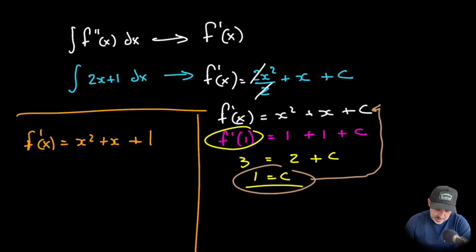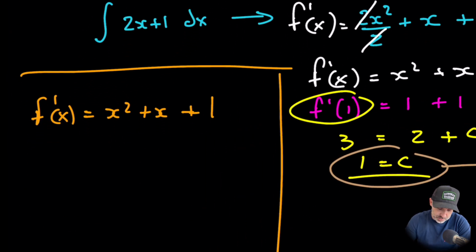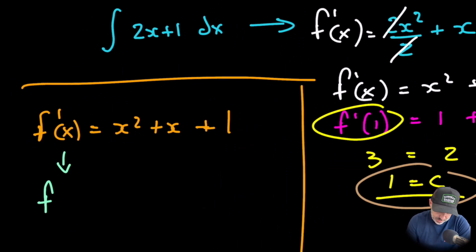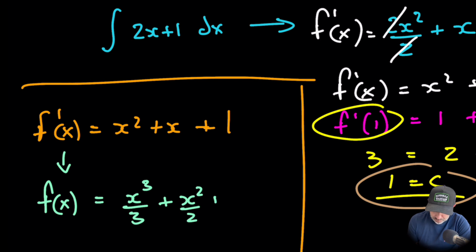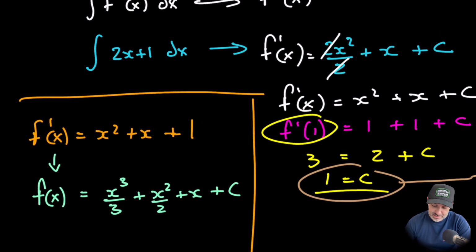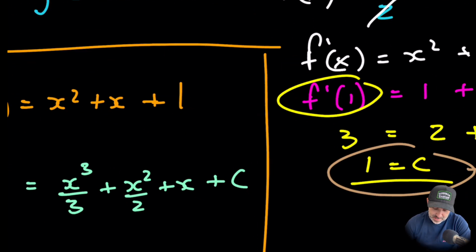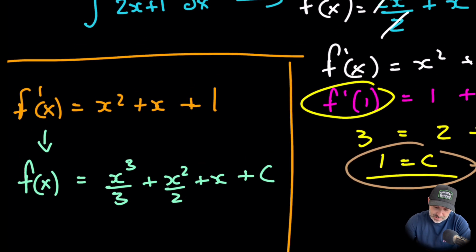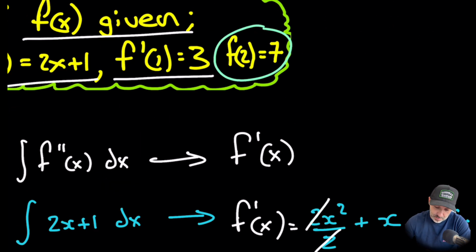So we'll integrate the derivative function. Integrating this, we would get f of x equals x cubed over 3 plus x squared over 2 plus x plus c. Now, the c is not the same as the other c. It was just a placeholder because we didn't know what that constant may be, but we can definitely use this information above to help us find it.